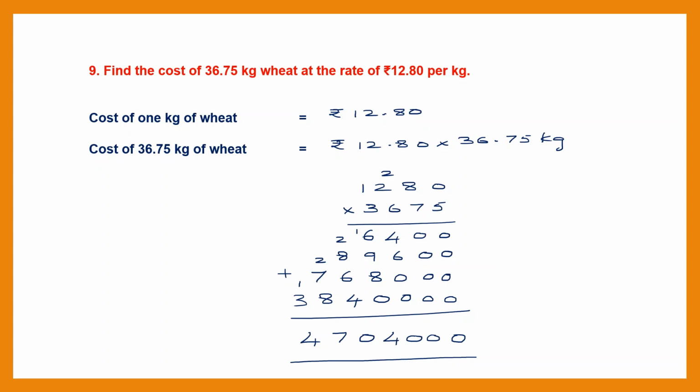So we've got a large number, but let's go back to our question to count the number of decimal places. Here we have 1, 2 and then 3, 4. So in our answer also there should be 4 decimal places. Let's start from the right and move to the left. 1, 2, 3, 4 and the point comes here. So now we have found the cost of 36.75 kg of wheat and that is rupees 470 point. Now paisa should have only 2 digits, so let's write only 2, that is 40, and the other 2 are zeros, you can leave them out. So what is the cost? 470 rupees and 40 paise.